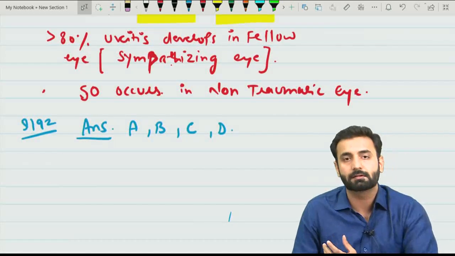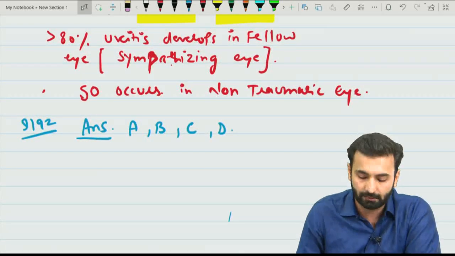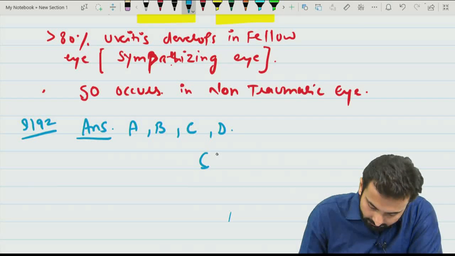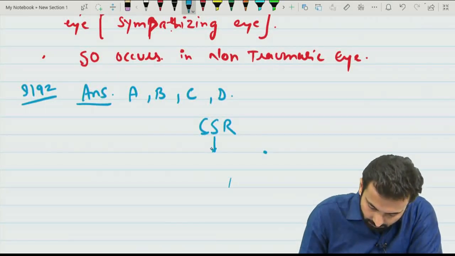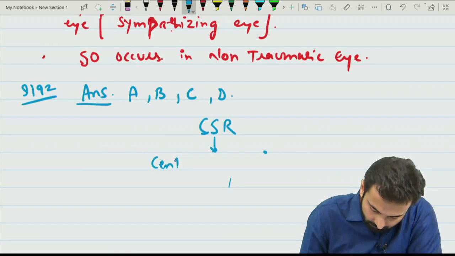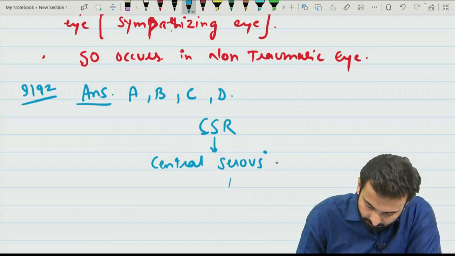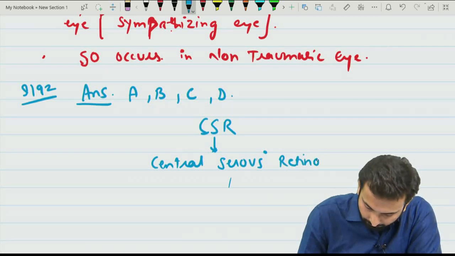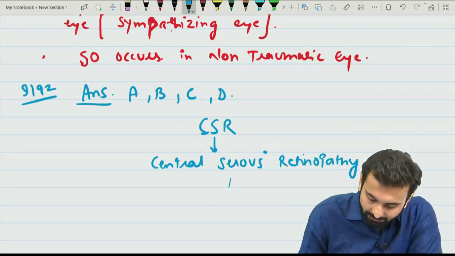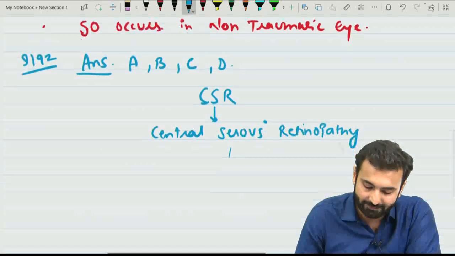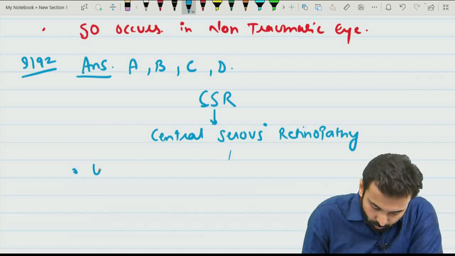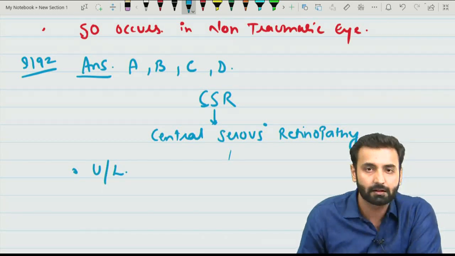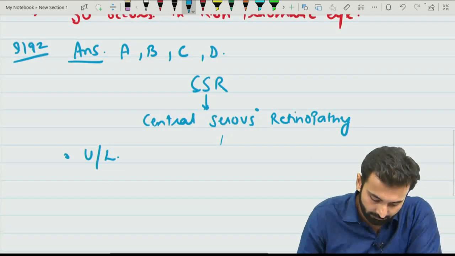So let's now discuss briefly about central serous retinopathy. It is also called CSR, which is central serous retinopathy, or central serous chorioretinopathy, right? It is usually a unilateral condition. CSR usually develops in one eye.